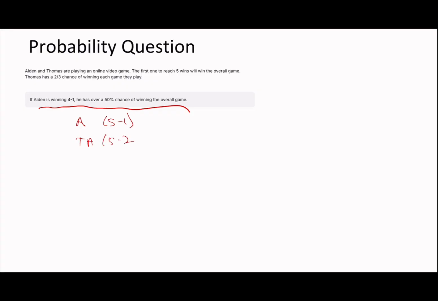Thomas could win the next game, then Aiden could win. Then that would be 5-2. Then Thomas could win 2, but then Aiden could win the third, and Aiden would still win comfortably. And you can see there are many possibilities that can occur, except for the last one, in which, sorry, it wouldn't be 5-4, technically it would be 4-5 to Thomas, and Thomas would win. So that's the only possibility in which Aidan loses.